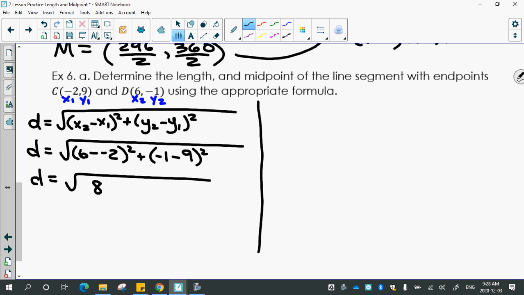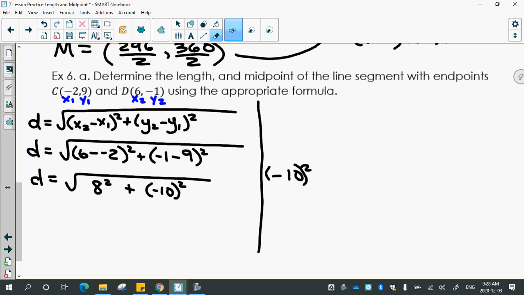If you get a positive number, you don't need to have brackets around it. But in this case, if you get a negative number, you do need to have brackets. Because that means that you're squaring -10. This means you're just squaring the 10. Okay, if you remember back to grade 9, brackets tell you what the base is, so if there is no brackets, your base is just the number right before the exponent. So make sure if you have a negative number, you put brackets around it.